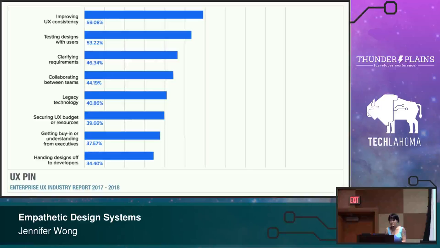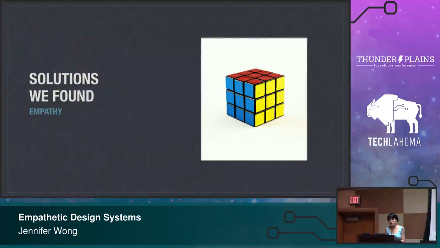So again, we have all these problems that we were working on, and we did do a good job of improving our UX consistency, of collaborating between teams a little bit, but we weren't very good at clarifying requirements and handing off designs to developers and such. So again, we're still having some issues with our empathy and communication. So some of the solutions that we found were based on empathy, of course.